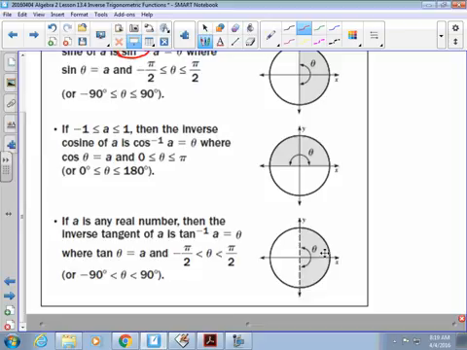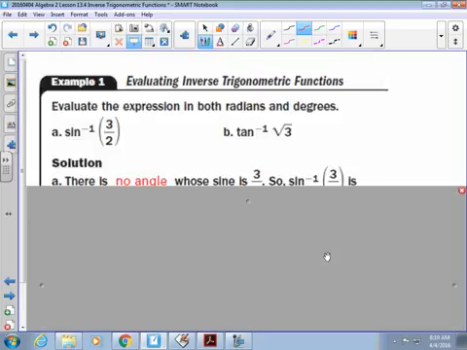So again, let's make that make a little bit better sense with the first example. It says evaluate in both the radian measurement and in degrees. Remember, radian is the distance around the circle. You start at 0 and you start going in an arc, the distance around, if you're confused. Degrees is how much the angle opens up. So it's saying the inverse sine of 3 over 2.